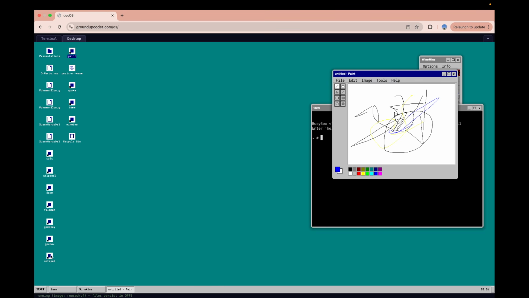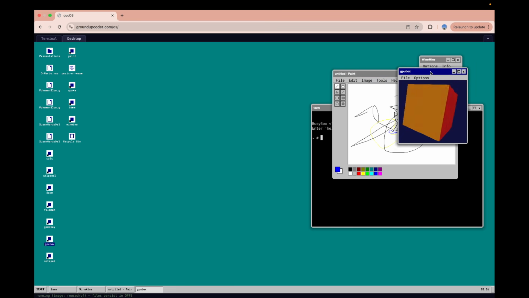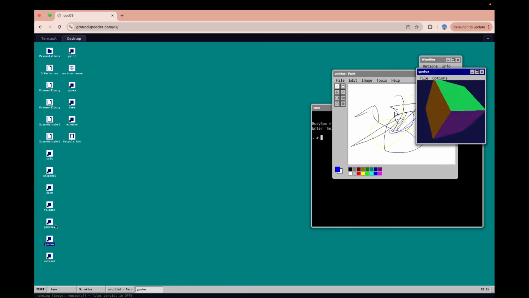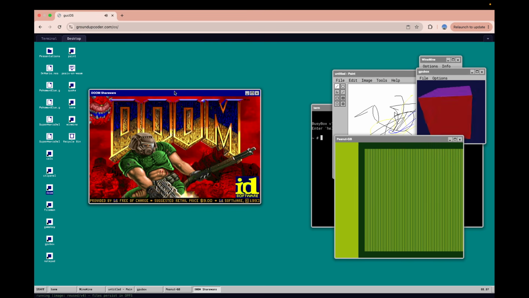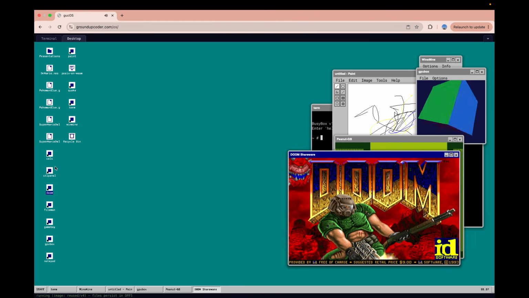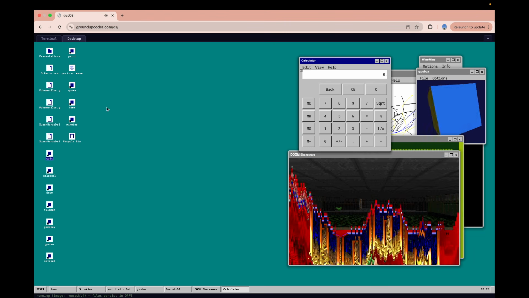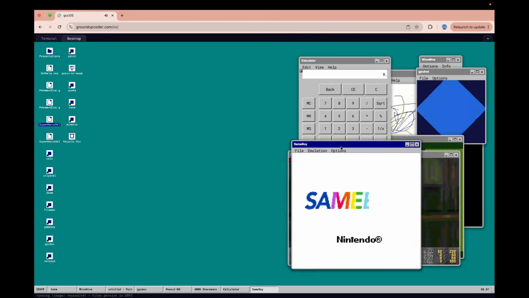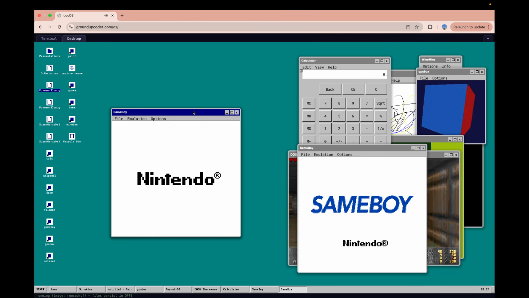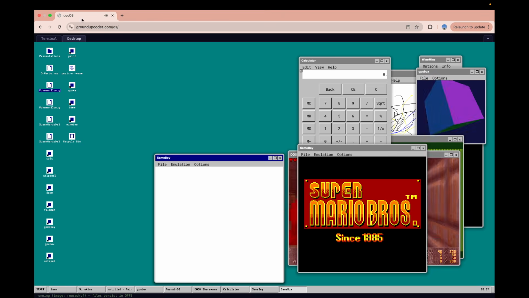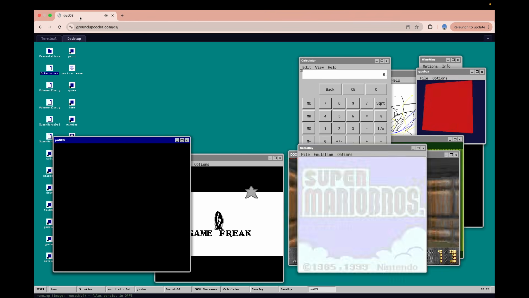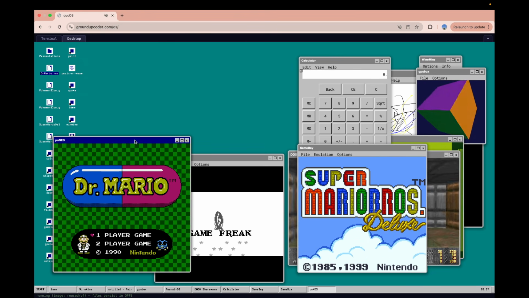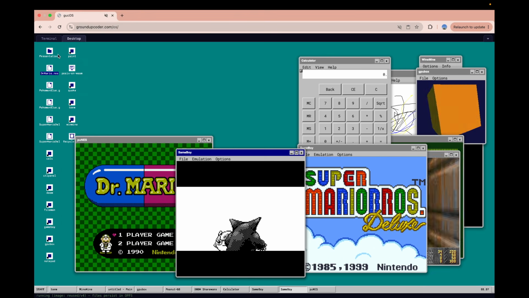I got a notepad. I got a little 3D demo that runs a WebGPU program. Game Boy emulator with no cartridge. Doom. Of course, we gotta have Doom. We got calculator. We got Super Mario. We got Pokemon. Okay, and it's starting to get kind of crazy, so I'm gonna mute the site here. But yeah, I think this is pretty cool.